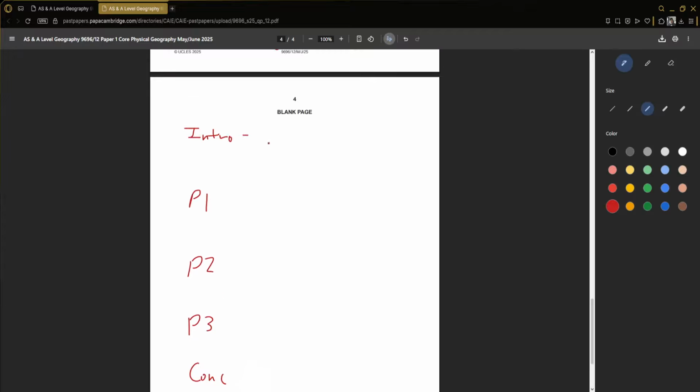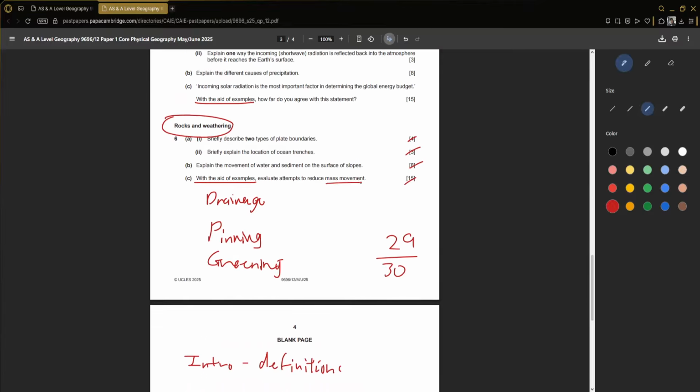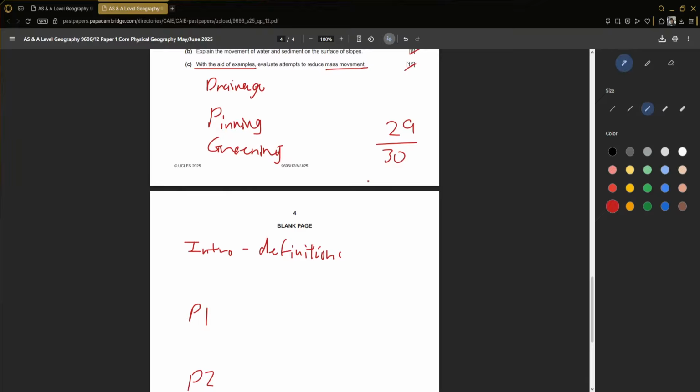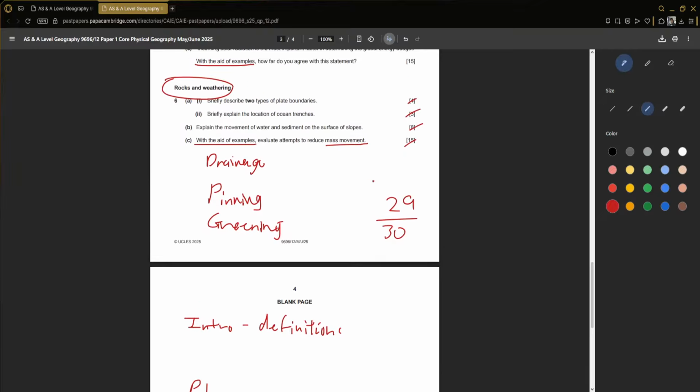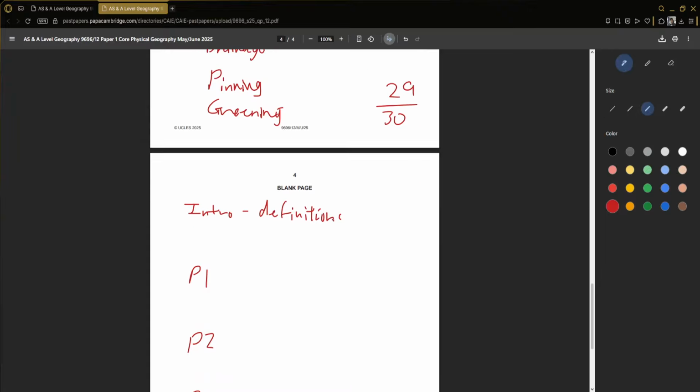So in your intro, you want to have your definitions in. So you start off by saying what something is. So for example, I'm going to talk about mass movements. I define mass movements as large-scale movements of the Earth's crust, for example. And that is like an okay starting sentence if you want, and it just gets you in the flow of writing the essay.